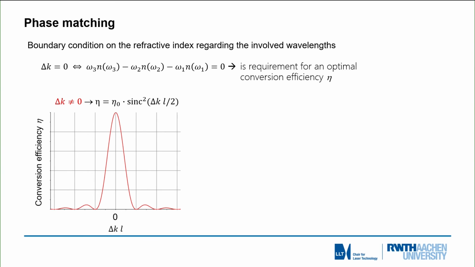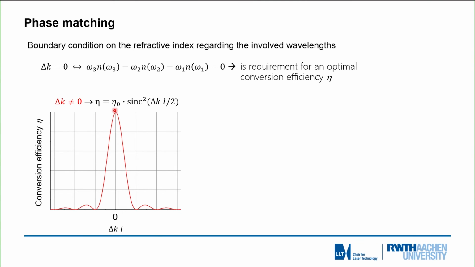How can we handle that? Again, if we look at the conversion efficiency, this is maximum at no phase difference, no phase change. So at delta k times the length of the crystal equals 0, we have the maximum efficiency.